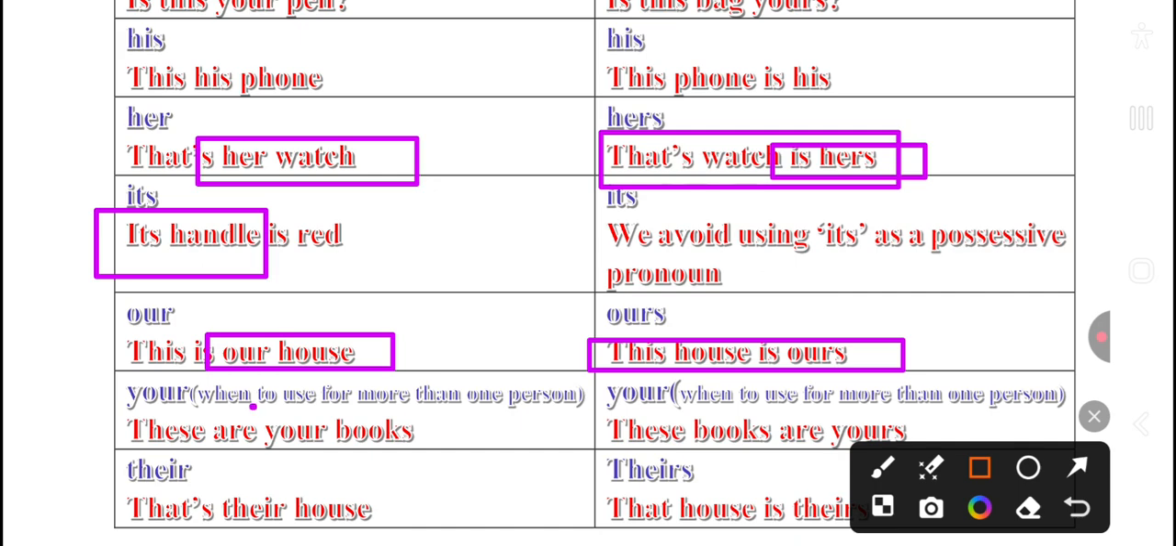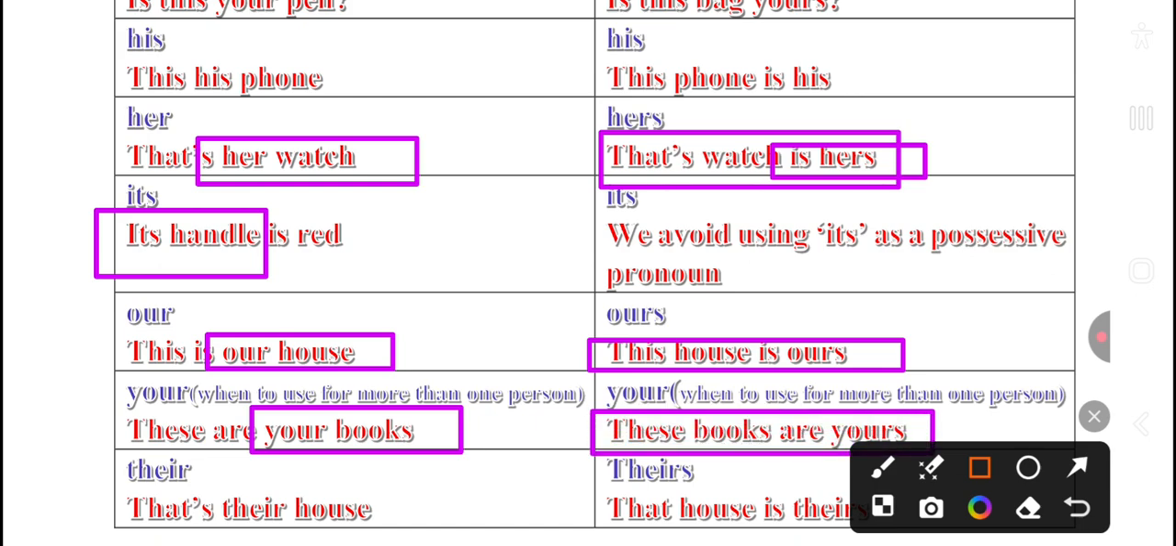These are your books. Here, your is acting as a possessive determiner because it has been placed before the noun books. On the opposite side, we can see these books are yours and no noun has been used after the word yours. That's why it is acting as a possessive pronoun.